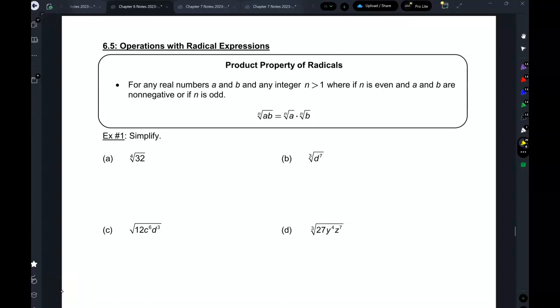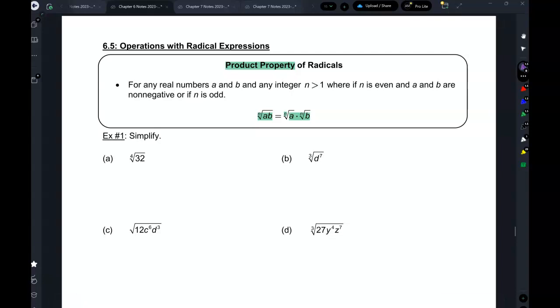Let's start with 6.5. We're going to do more with radicals. So we're going to start with talking about the product property. This basically says that if you have a root and underneath you have two things that are being multiplied, you can basically separate those and do each element separately. We did a little bit of that yesterday.